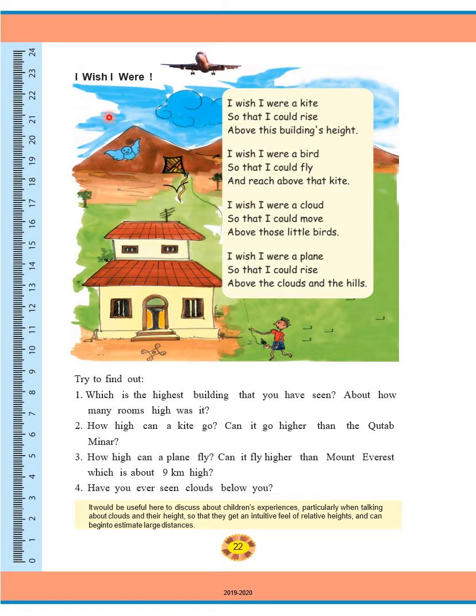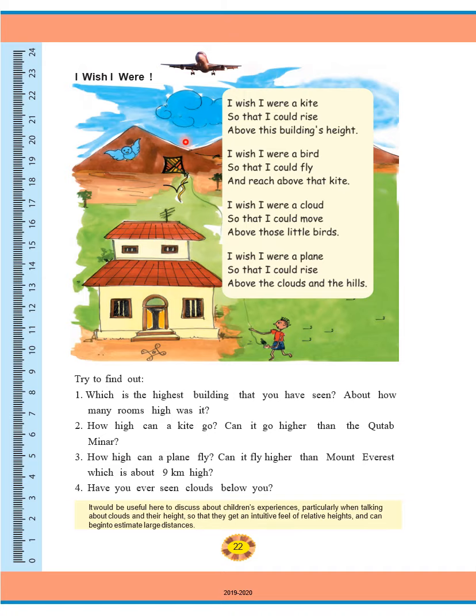On the last page, there is a very beautiful poem, I Wish I Were. I wish I were a kite so that I could rise above this building's height. I wish I were a bird so that I could fly and reach above that kite. I wish I were a cloud so that I could move above those little birds. I wish I were a plane so that I could rise above the clouds and the hills.